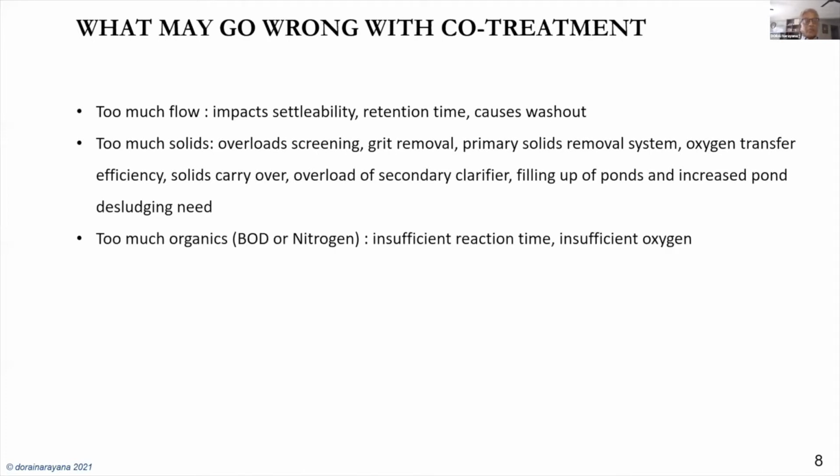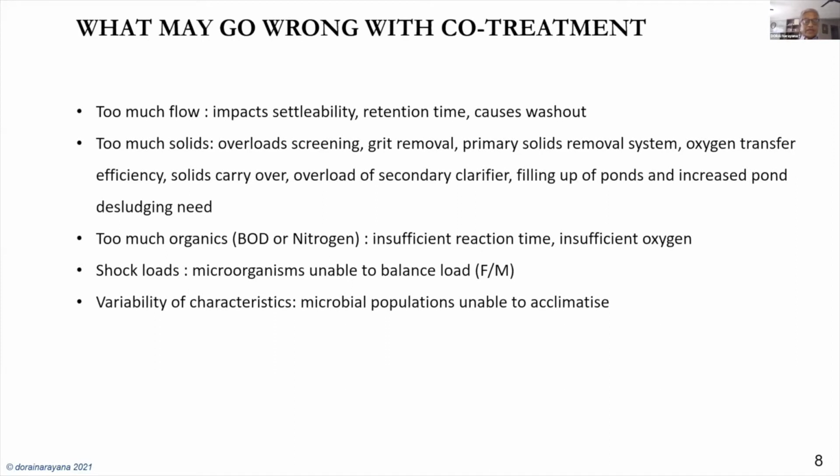Too much organics, BOD or nitrogen, because of the co-treatment, will result in insufficient reaction time for the microorganisms to do their work, or insufficient oxygen to actually treat the total nitrogen and BOD that is now coming into the system. Shock loads, because of uneven application of the loads, mean the microorganisms will be unable to balance between the incoming waste and the total population of microorganisms.